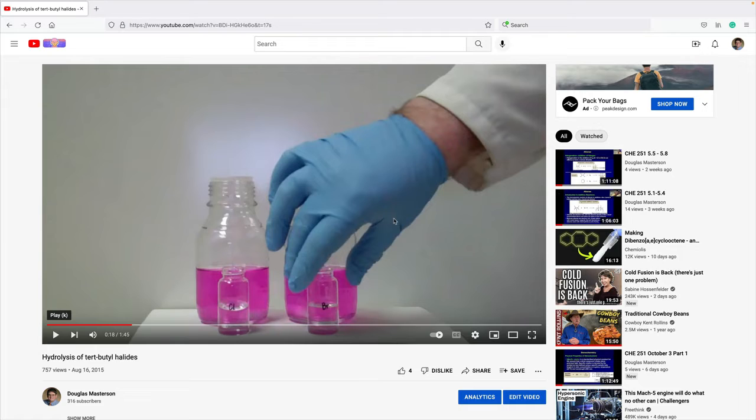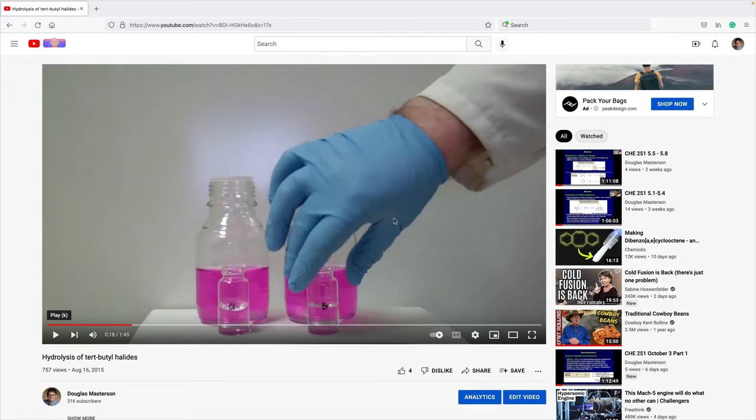So what you're looking at in the video, and I'll play it here in a minute. It doesn't have any sound with it, but you see the two bottles in the back, and you'll see that they are filled exactly the same amount with this pink solution, which is a mixture of water and acetone, and it's by far more water than acetone. And they're pink. And then the little vials in front are solutions of tert-butyl chloride, which I believe is on the left. You can see it says Cl, and then the one on the right says Br.